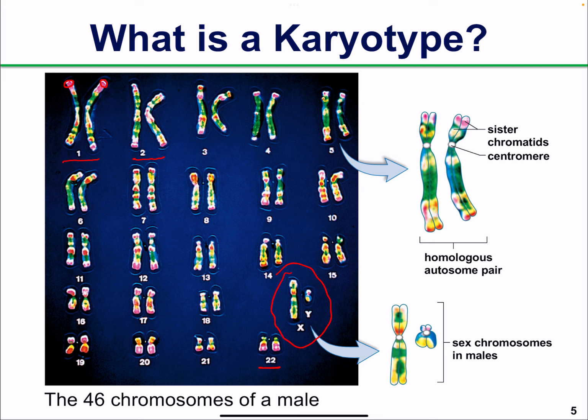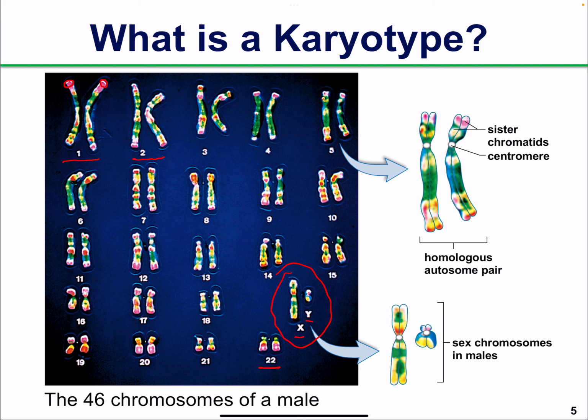We can tell this is a male because we have an X and a Y. Notice that the X and Y are not rigorously homologous here. Why can we say that? Because they don't have the same size. They don't have the same shape. Obviously, they are not going to have the same content in terms of genes, right? So that is a major difference.